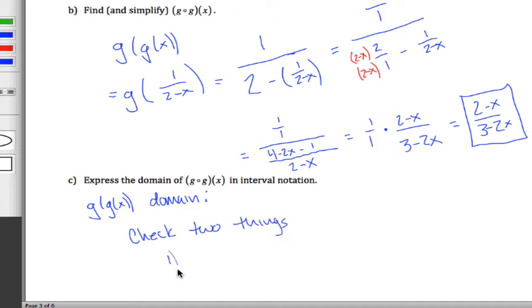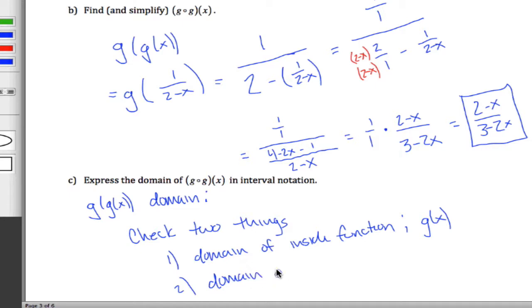You have to look at the domain of the inside function. In this case, the inside function is g of x. Inside these parentheses here, I have a g of x. They're both g of x's, so it's a little bit confusing, but I'm talking about this one right here. Where f of g of x would be g of x, the inside function. Check the domain of the inside function, in this case g of x. And then you also have to check the domain of the composite function.